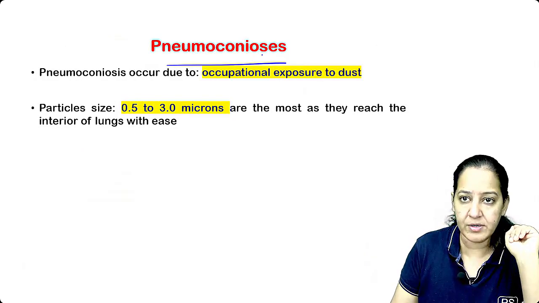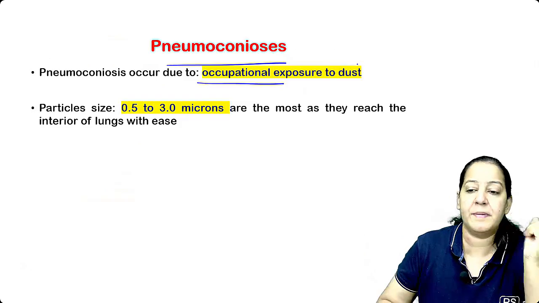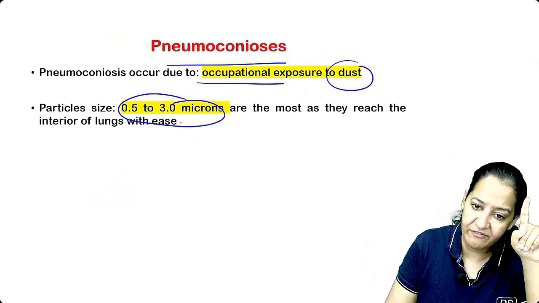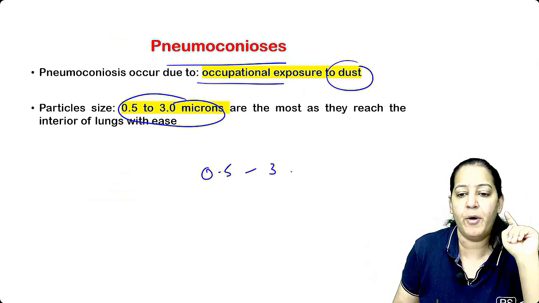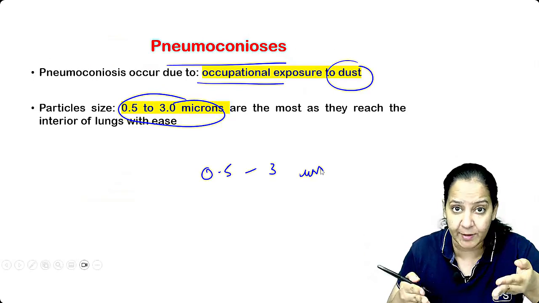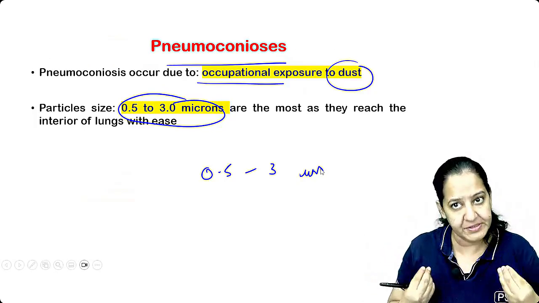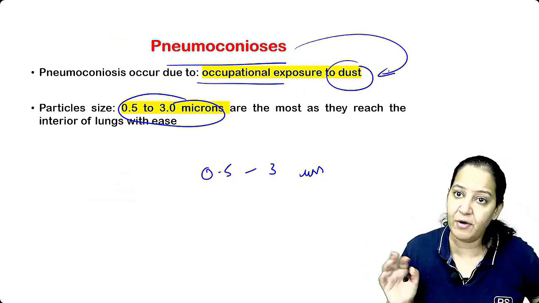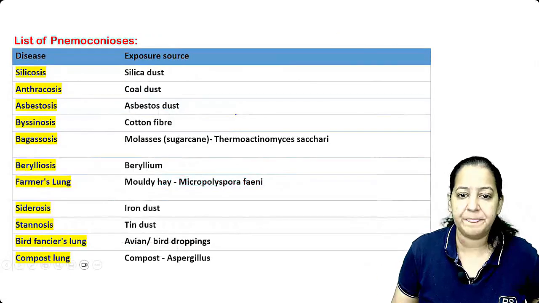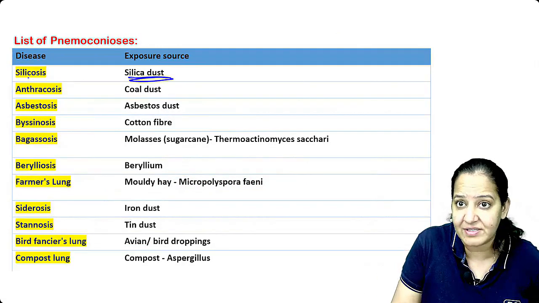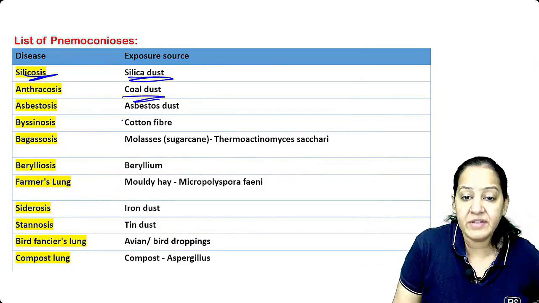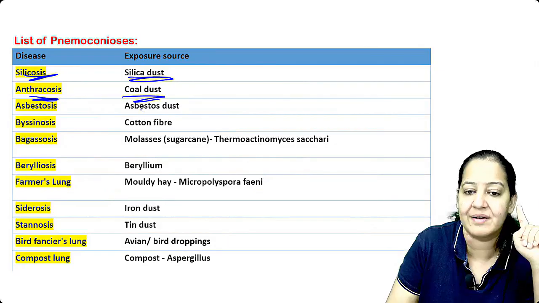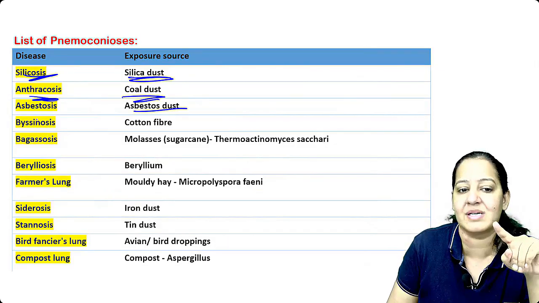What is pneumoconiosis? Due to the occupation, the person is exposed to a certain type of dust. Any dust particle that is 0.5 to 3 micrometer, if someone inhales it, will go into the lung and produce a disease known as pneumoconiosis. So pneumoconiosis is due to dust. The dust can be of different types. If the dust is silica dust, it leads to silicosis. If the dust is coal dust, it is known as anthracosis. Please learn. If the dust is asbestos dust, it will lead to asbestosis.